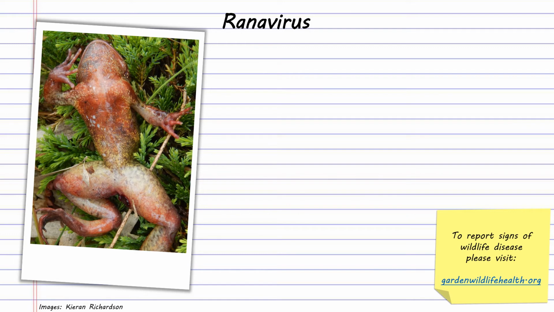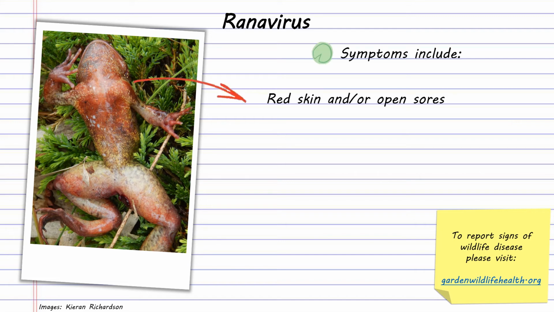The next disease we're going to talk about is Ranavirus. Now, unfortunately, this frog on the left is deceased. Symptoms of this do include red skin or open sores. So you can see that this frog, whilst some frogs can be naturally red, this is a very aggressive red colouring, and there are some open sores there on the leg.